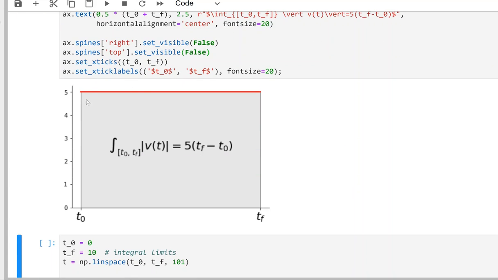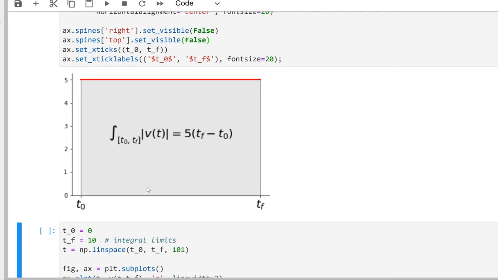If you look at this right here, here's the plot of the absolute value of the velocity. It's 5 over this whole time interval. It doesn't really matter what t naught and tf are, but I just show this. What we did when we computed 5 times tf minus t naught is we got the area of this rectangle shown in gray, which is what the integral is representing. The integral is representing actually the area of this rectangle.